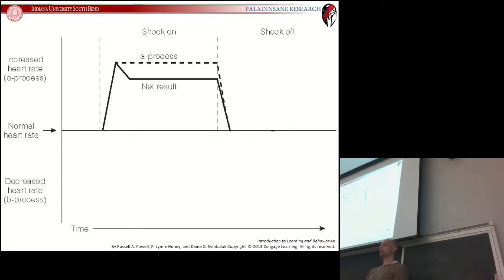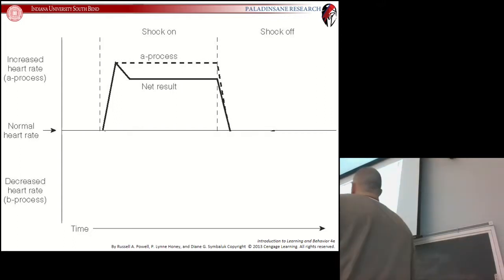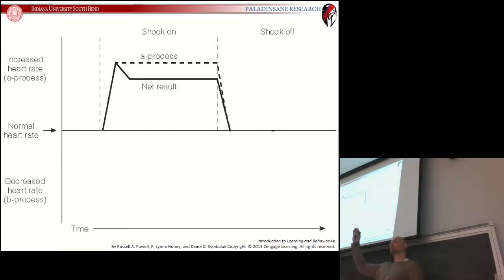In this case, you're having a shock applied to your arm, and that is going to cause your heart rate to react. It's going to cause your heart rate to increase. Now, what occurs is this net result here. This net result is what your heart is actually doing. You'll start off with an increase in the heart rate because you're getting shocked. Then you'll see a little bit of a decrease, and then it'll kind of stabilize out, steady out, while the shock is still going.